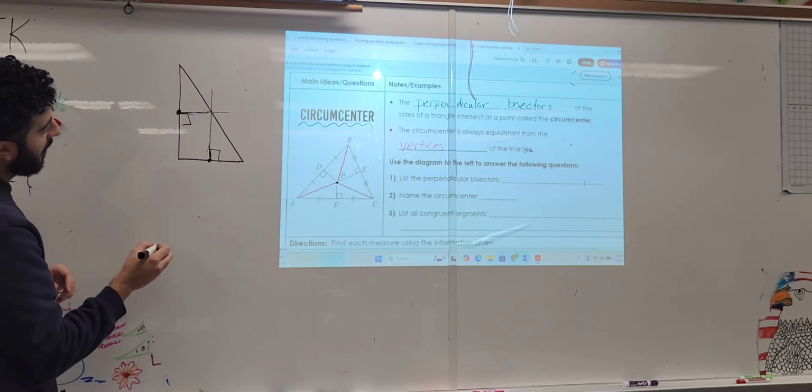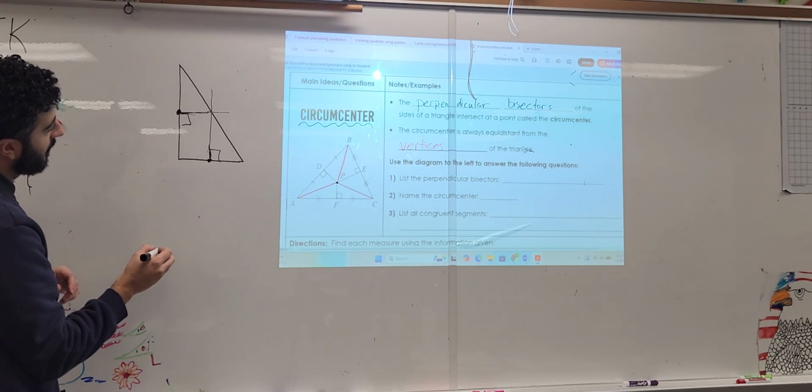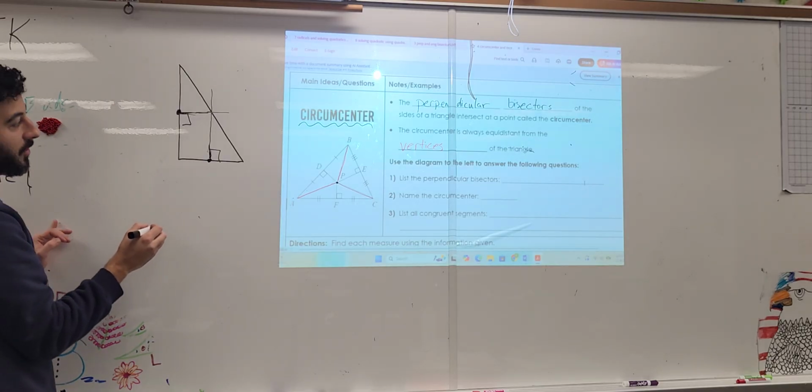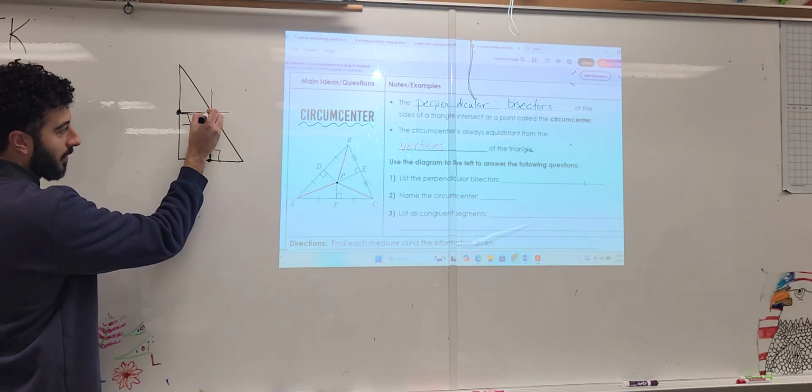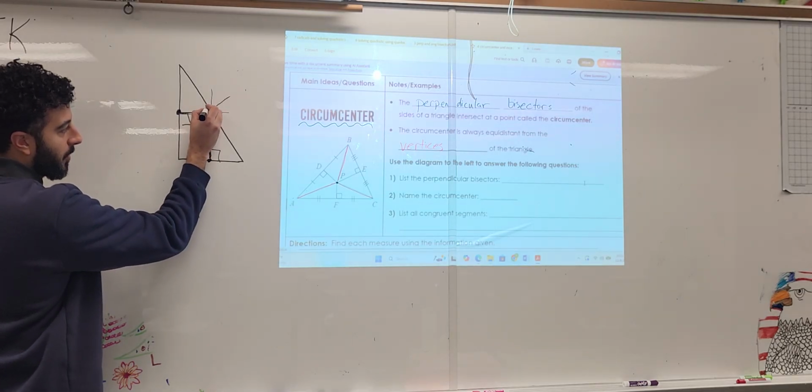Alright, this definitely looks off. It looks like almost like they intersect on the triangle. Is that weird or is it just me? No, it's happening to me too. Yeah. Alright, so this is perpendicular.